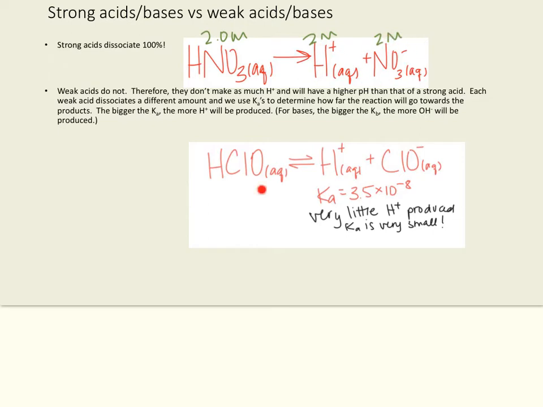But whenever you have a weak acid, that's not what happens. So we have hypochlorous acid here, and only very, very little of this and very little of this is produced, and there's quite a bit of this left in the solution. The bigger the K is, the more product we make, right? So the bigger the K, the stronger the acid is. I mean the stronger the weak acid is, because a strong acid doesn't have a K associated with it. And so that's the same for bases. The bigger the Kb, the more hydroxide will be produced, and so the stronger the weak base is.